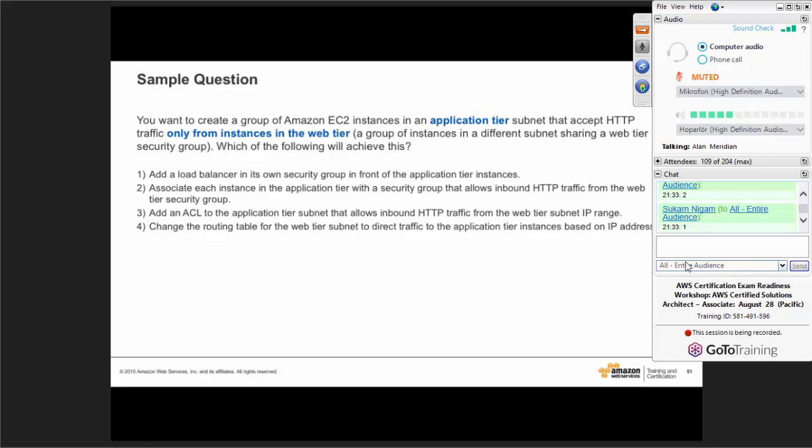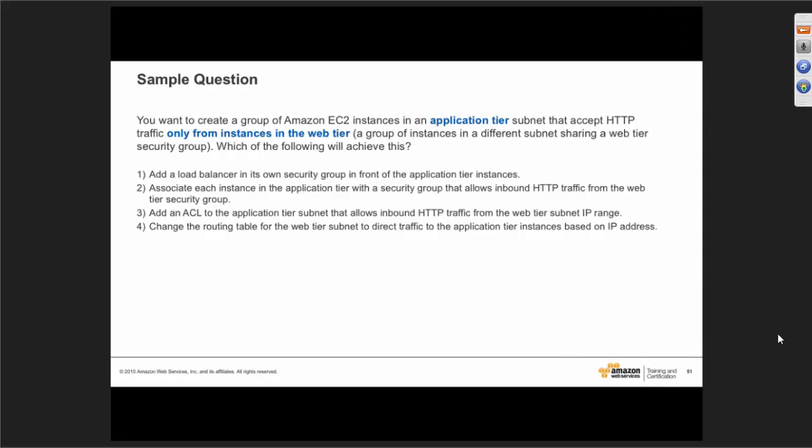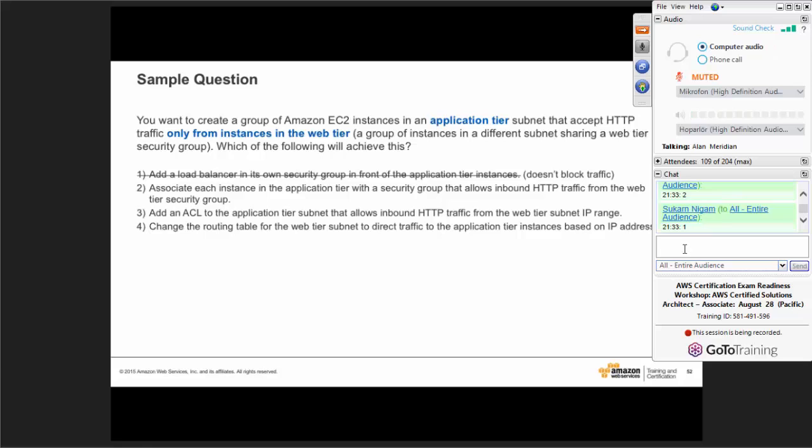This first one, add a load balancer to the security group. It sort of sounds like a good idea. We want to decouple our web tier and application tier, but remember, a load balancer doesn't block traffic. A load balancer is made to balance traffic between instances which may be in multiple availability zones, but it doesn't have anything to do with filtering that traffic. So we keep going through here. Another one that is wrong, and it just jumps out as wrong, is the fourth one regarding routing tables. So routing tables don't block traffic either.